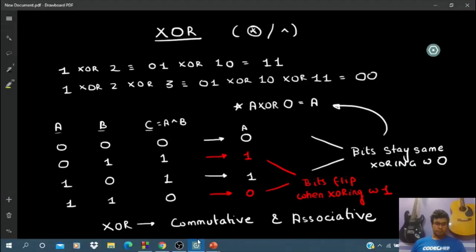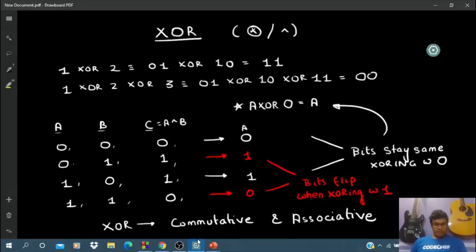The answer is 1. As you can see, in case A and B are both 0, it's a 0. In case A and B both are 1, it's a 0 again. But in the case that B is 1 and A is 0, or A is 1 and B is 0, the answer is 1.